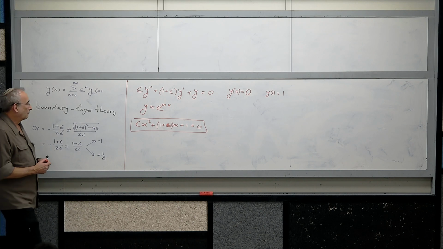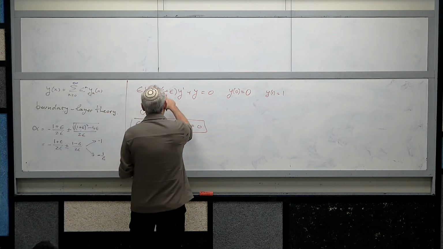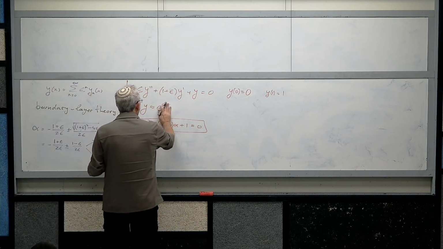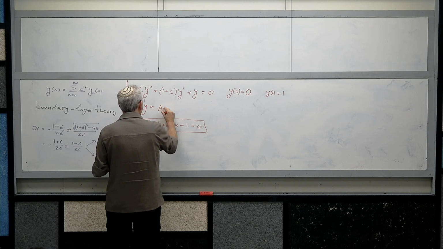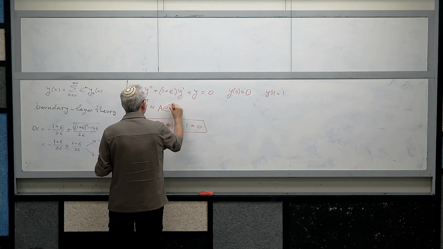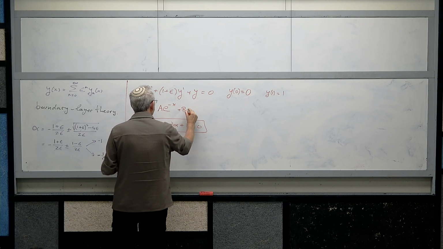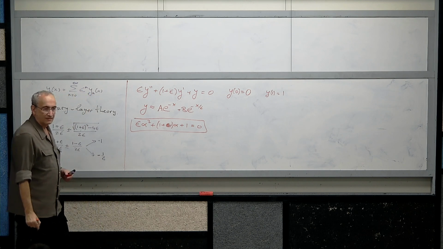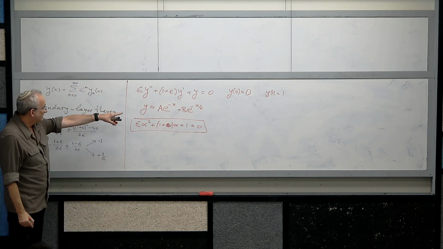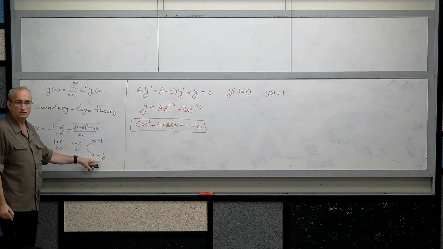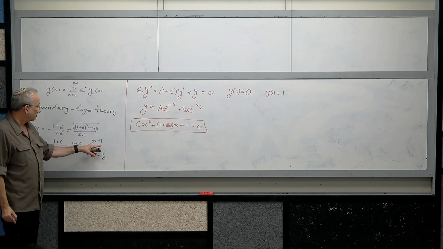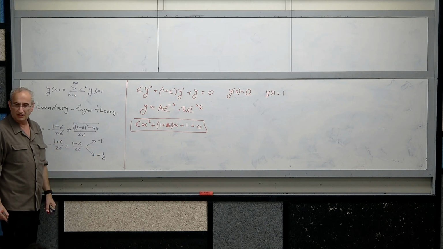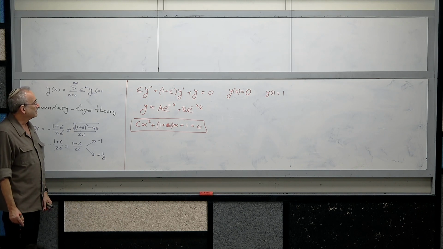Okay? Which implies that the general solution of this equation is y equals a e to the minus x plus b e to the minus x over epsilon. This is e to the alpha x, where alpha is either minus 1 or minus 1 over epsilon. Okay, how do I decide what a and b are?